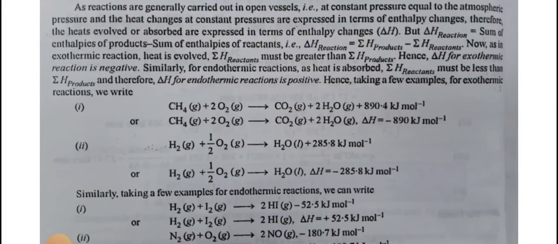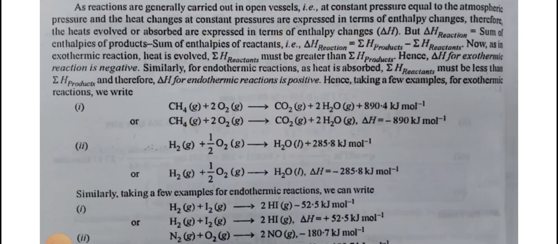As reactions are generally carried out in open vessels, that is at constant pressure equal to atmospheric pressure, the heat changes at constant pressure are expressed in terms of enthalpy changes. Therefore, the heat evolved or absorbed is expressed in terms of enthalpy change, delta H. But delta H of reaction is equal to the sum of enthalpies of products minus the sum of enthalpies of reactants.